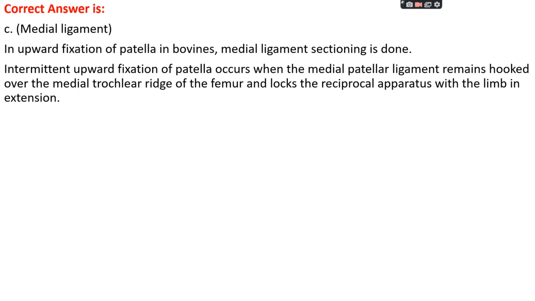Intermittent upward fixation of the patella occurs when the medial patellar ligament remains hooked over the medial trochlear ridge of the femur and locks the reciprocal apparatus with the limb in extension. So, in order to prevent the animal from this patellar fixation, we have to section the medial ligament.